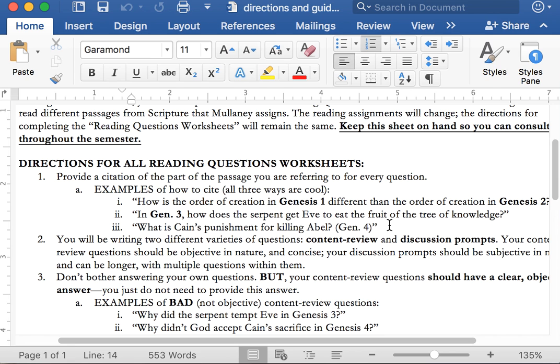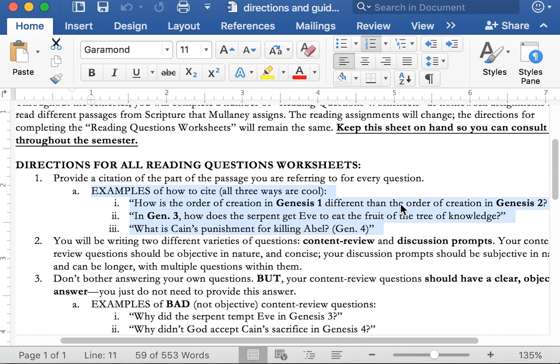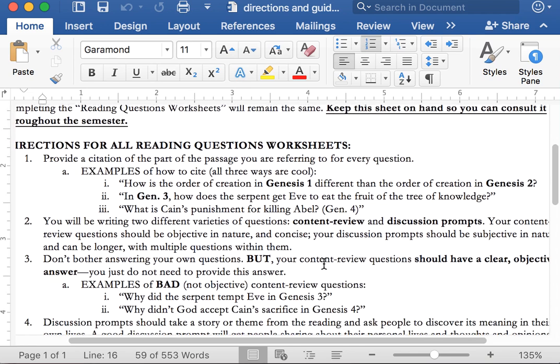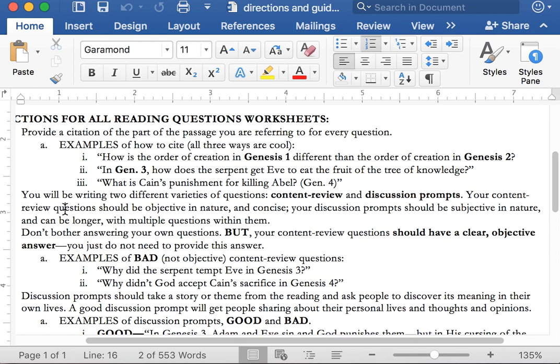The long and short of it is make sure that every question you have has a citation of the chapter that you're referencing. So how is the order of creation in Genesis 1 different than the order of creation in Genesis 2? Or you can even just put it in parentheses at the beginning or end of your question. You're going to write two different types of questions, content review and discussion prompts. Content review questions should be objective in nature and concise. So objective means that there's black and white, clear right answer and clear wrong answers, right? And you should be able to find that answer in the reading itself.